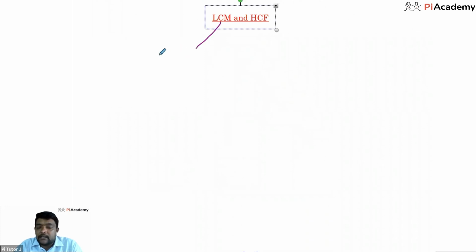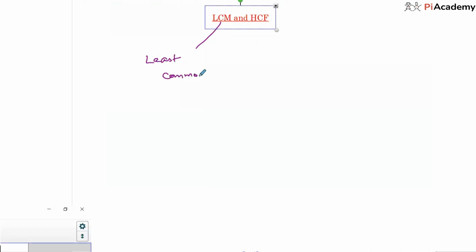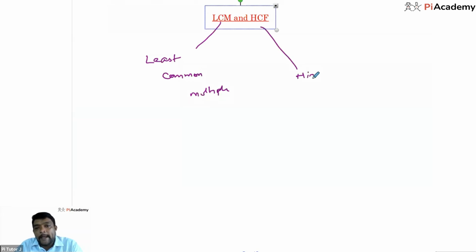You know, LCM is again, this is very basic stuff. LCM is the least common multiple. Yes, least or lowest common multiple. Good. And HCF is highest common factor. Okay. Highest common factor.